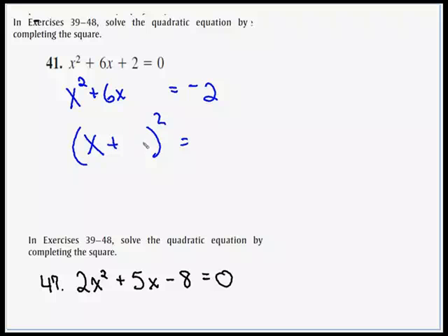What goes here, and whatever goes here, we square it and move it back up here. So in front of the x is a 6. We chop that in half. That's going to come right down here. Half of 6 is 3.